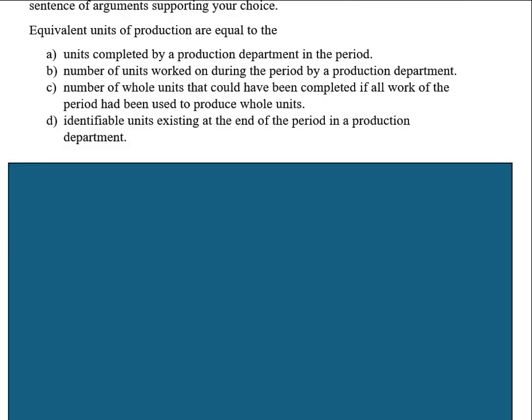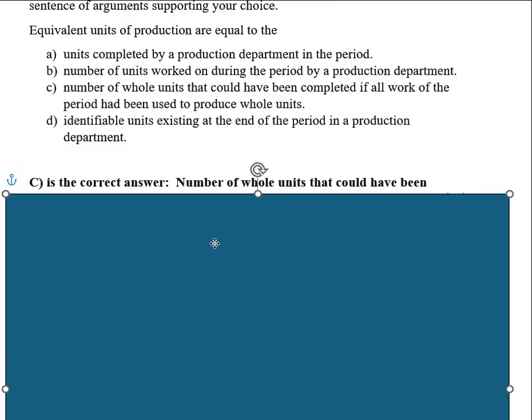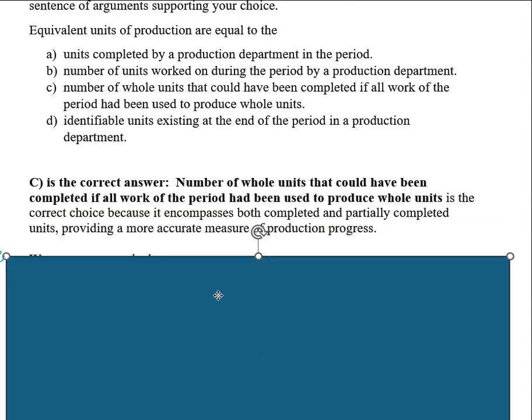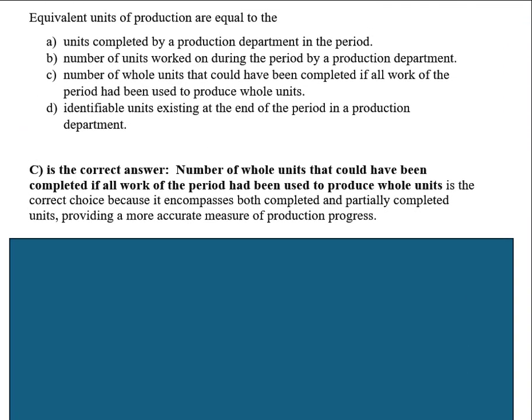Okay, let's take a look at the answer now. Okay, now C is the correct answer. The number of whole units that could have been completed if all the work of the period had been used to produce whole units. That's the correct choice because it encompasses both completed and partially completed units. It provides a more accurate measure of the production process.